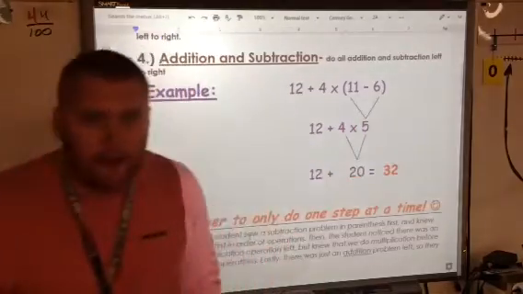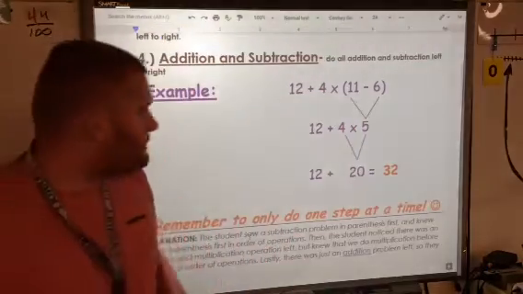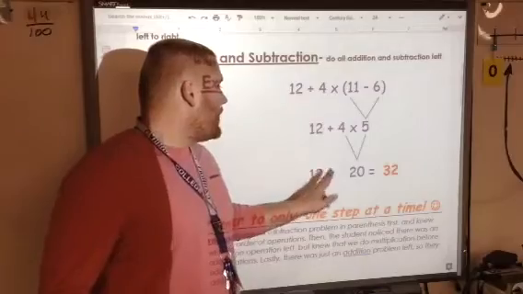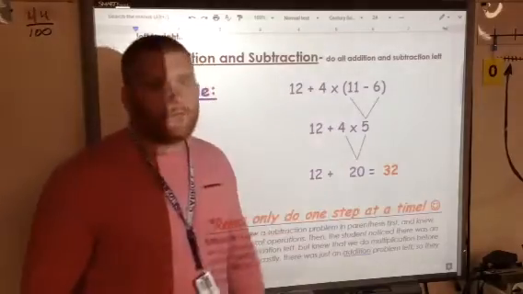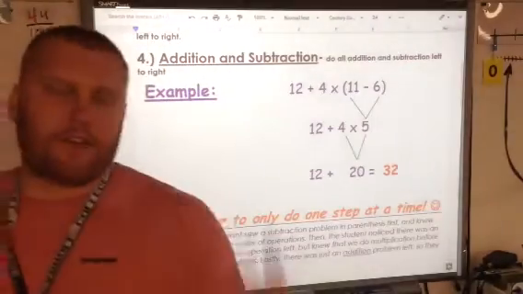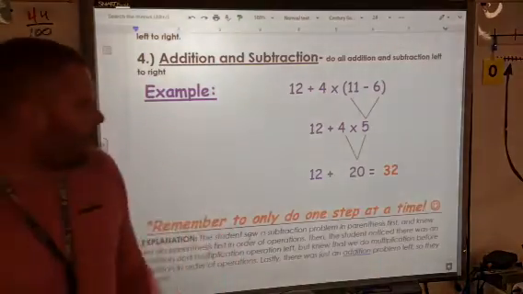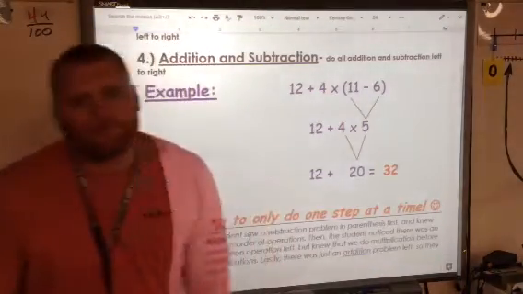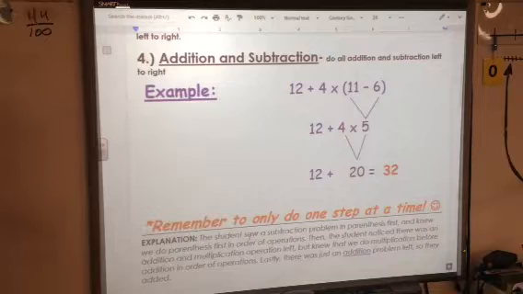And then I rewrite it with my new equation. I have 12 plus 20. Okay? And we only have one operation left, so I know that it's 12 plus 20, which is equal to 32. Okay, guys? All right, hopefully that was helpful. We have an explanation down here, and you guys will get this in your packets, okay, to reference throughout any of our assignments that we have.